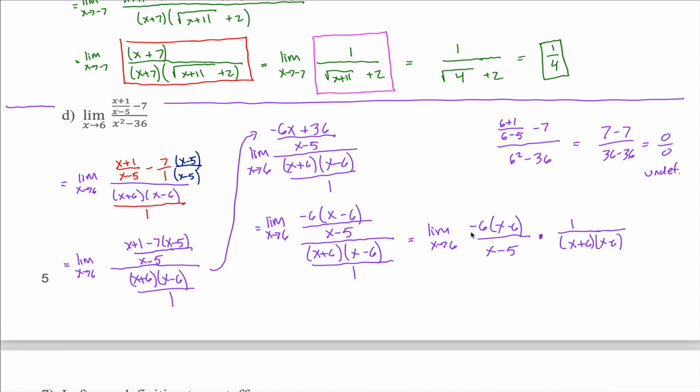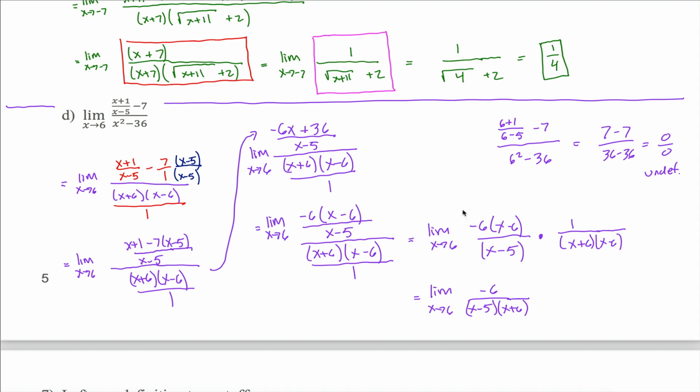Look at what we have here. Negative 6 times x minus 6 times 1 on the top. And x minus 5 times x plus 6 times x minus 6 down on the bottom. I have this common factor of x minus 6 that I can cancel out. If I cancel out those x minus 6's, I get the limit as x approaches 6 of negative 6 over x minus 5 times x plus 6. Right, this is gone, so negative 6 times 1 gives me this negative 6, and this is gone, so I got x minus 5 times x plus 6.